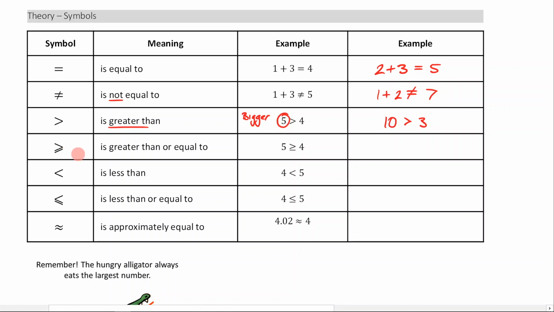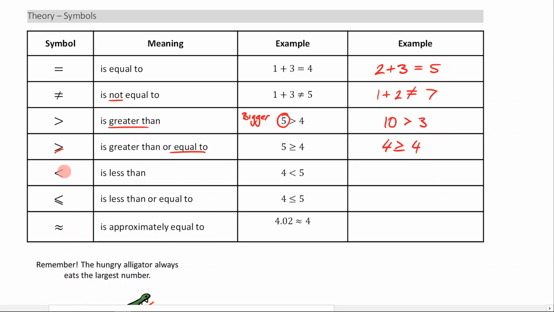The next thing is we have another greater than symbol here. But now we've got this line. And what this line is doing is telling me or equal to. So it's greater than or equal to. So our example here is 5 is greater than or equal to 4. So that's true. Another true statement would be 4 is greater than or equal to 4. So because it's or equal to, this is true.